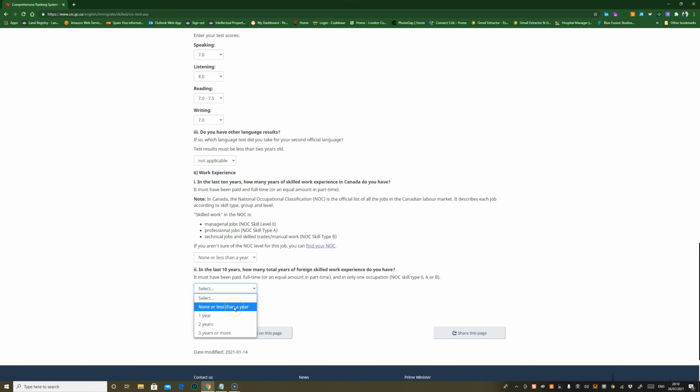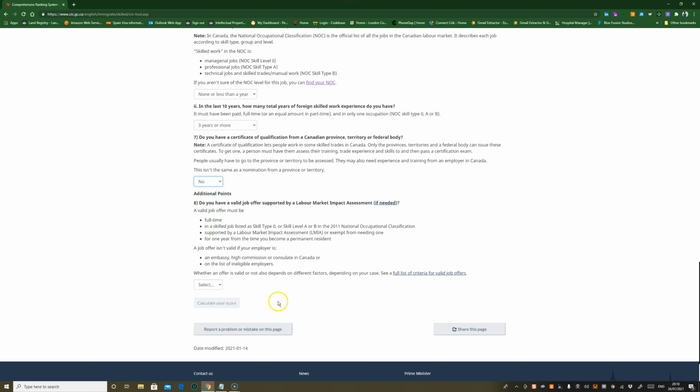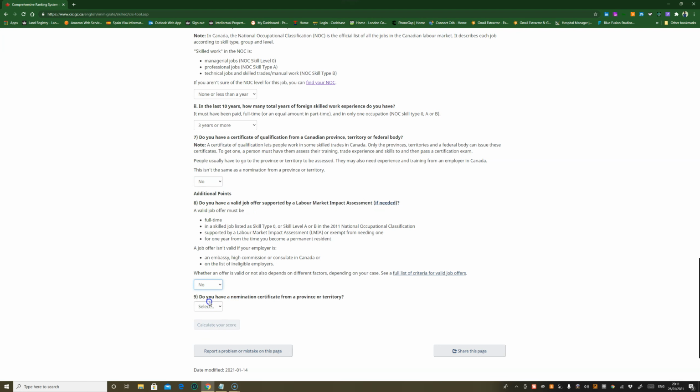Now you say, in the last 10 years, how many years of foreign skilled work experience? You say 3 years or more. Do you have a certificate or qualification from a Canadian province? You say no. Additional points, do you have a valid job offer? Now, if you have a job offer in Canada, fine. If you don't, just say no.